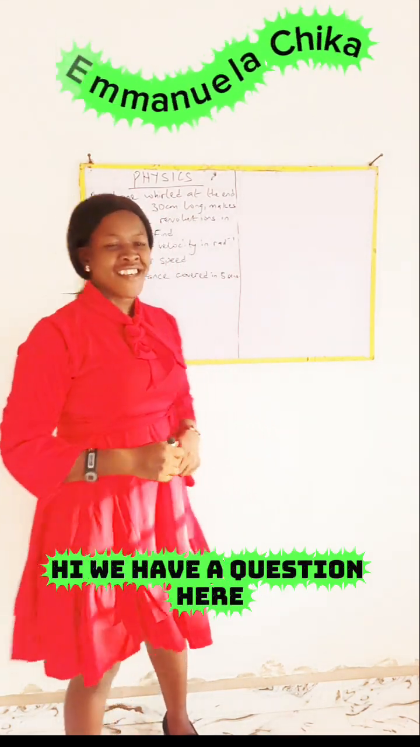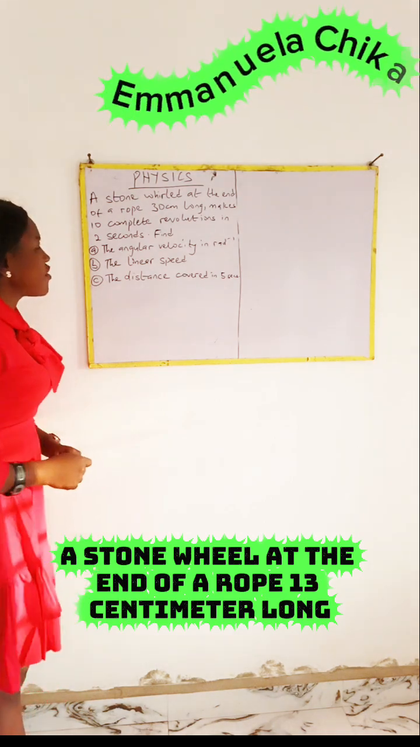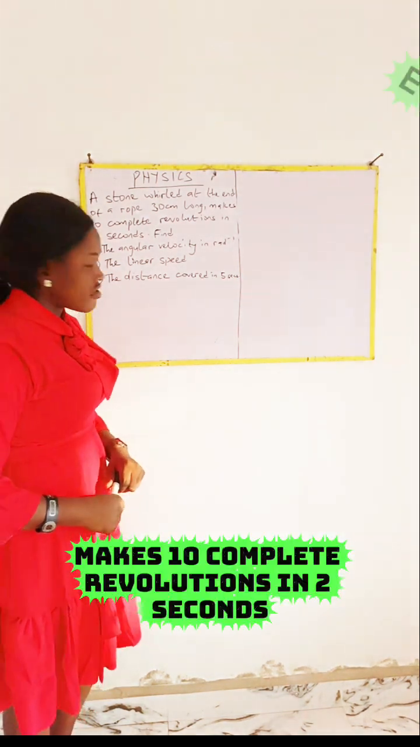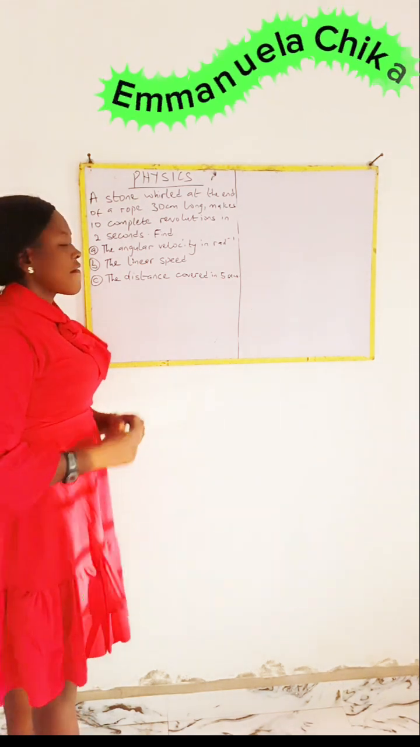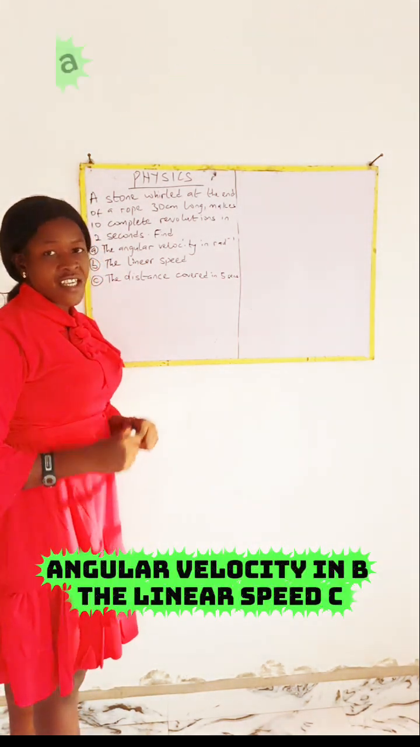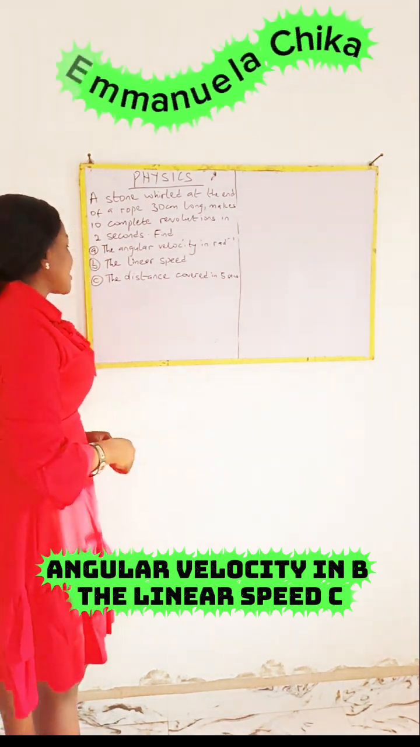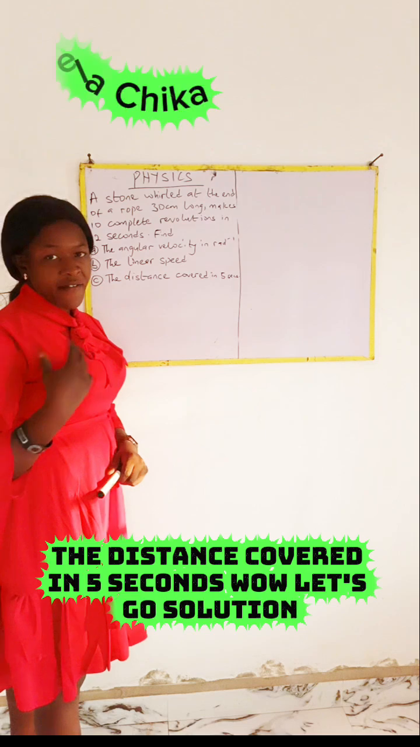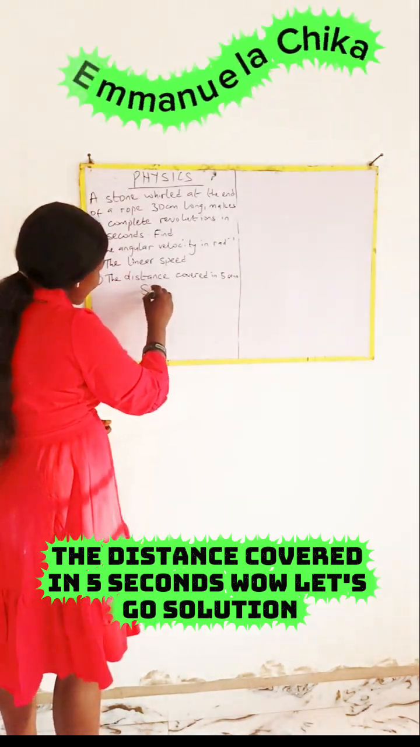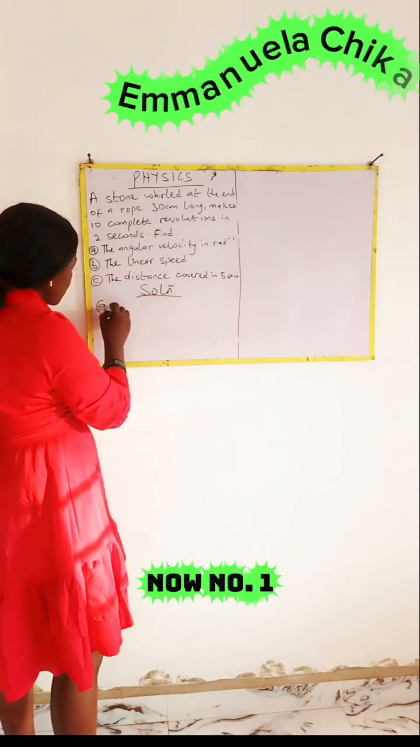We have a question here. Let's go. A stone wheel at the end of a rope 30 centimeters long makes 10 complete revolutions in 2 seconds. Find A, the angular velocity in radians. B, the linear speed. C, the distance covered in 5 seconds. Let's go. Solution.